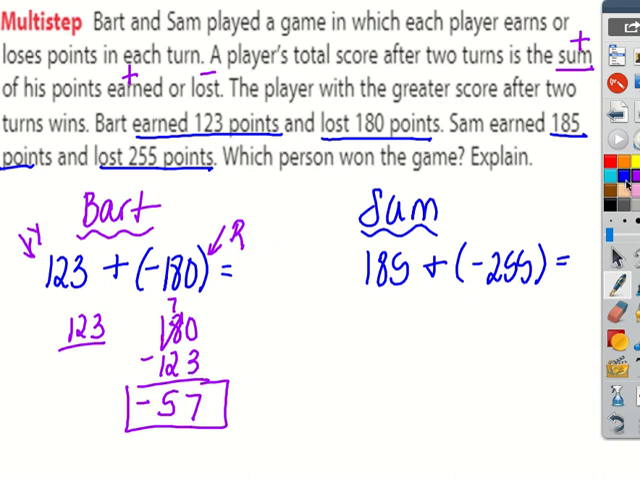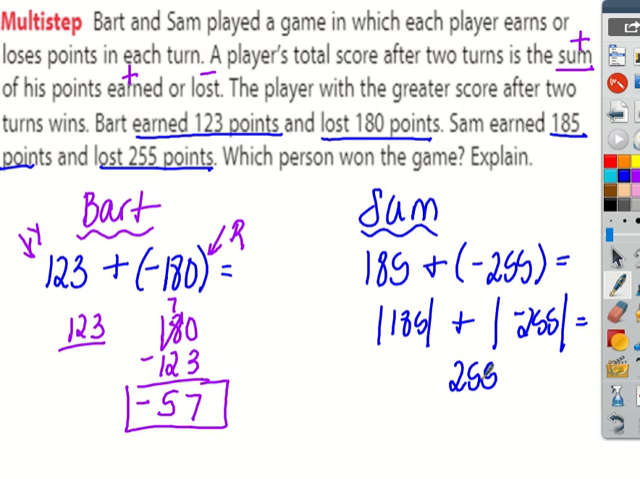Now let's see what Sam's score is. Sam, the absolute value of 185, and then we have the absolute value of negative 255. Sorry, I didn't mean to use a parenthesis right there. So I'm going to take the absolute values and I'm going to subtract the lesser, which is the 185, from the greater, which is 255. Borrow here, and here I get 70. Again, I'm going to go back to chips. I have 185 yellows and I have 255 reds. Reds are bigger, so I have a negative 70.